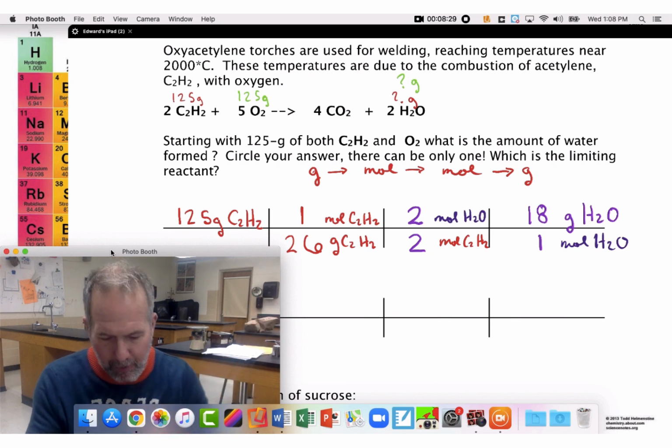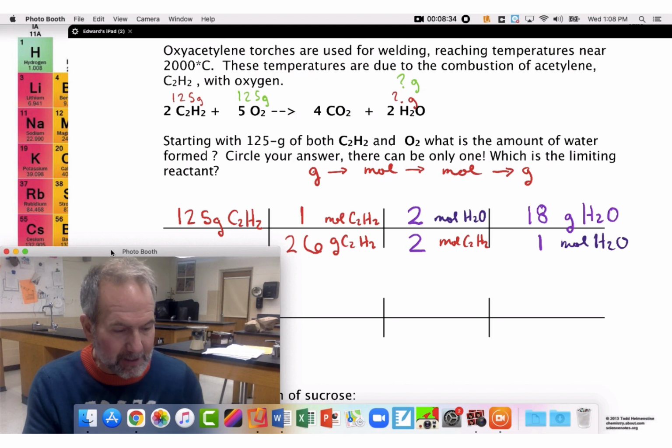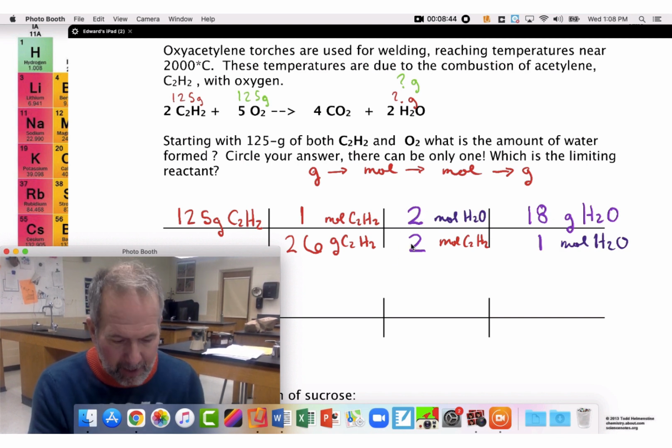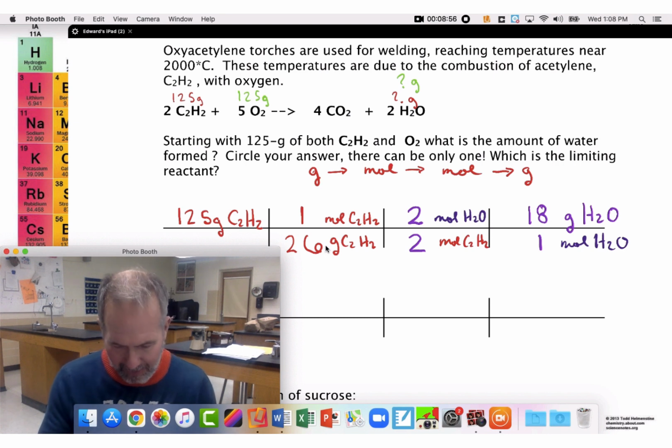So I start by putting in my given, 125. All right, that's set. Since 26 is on the bottom, I put divide by 26. Since I have 2 on the top, I put times 2. I have 2 on the bottom, I put divide by 2. I have 18 on top, I put times 18. I have a 1 on the bottom, and I'm not going to put that in the calculator, okay? And then I push enter and see what happens.